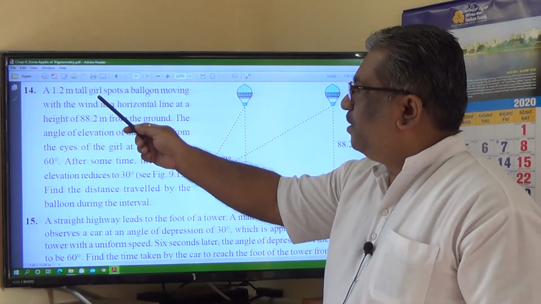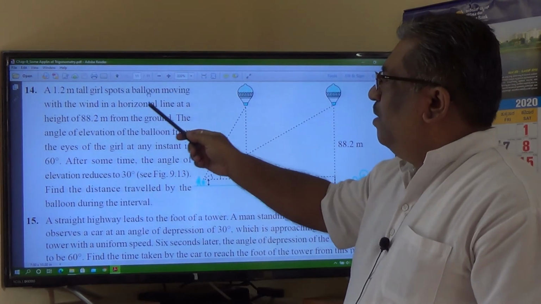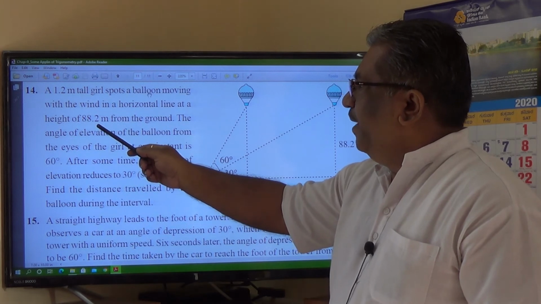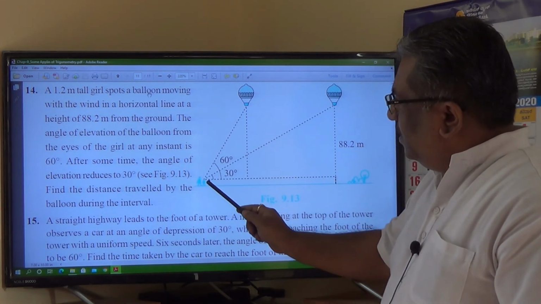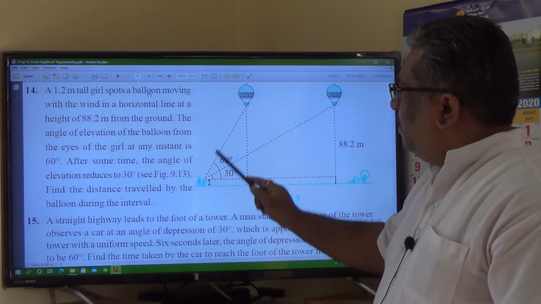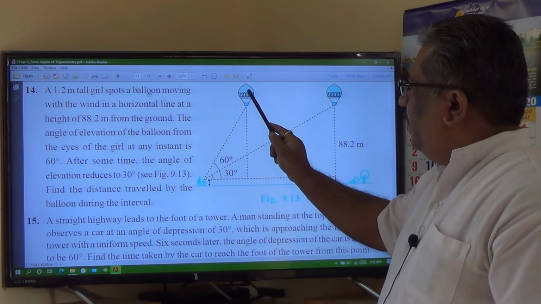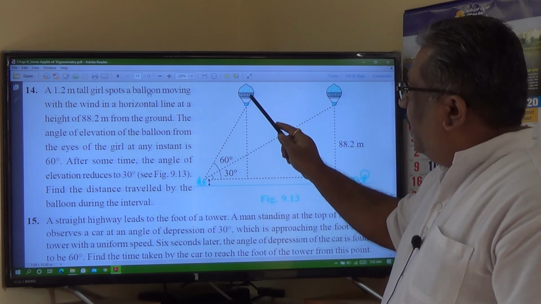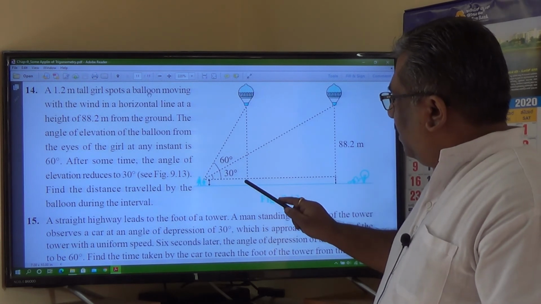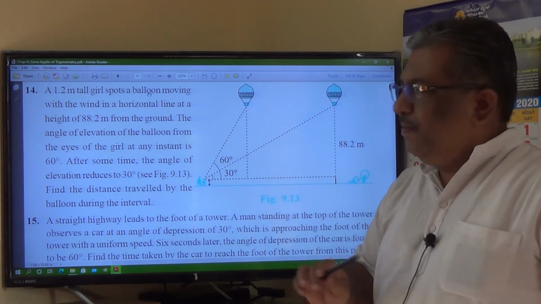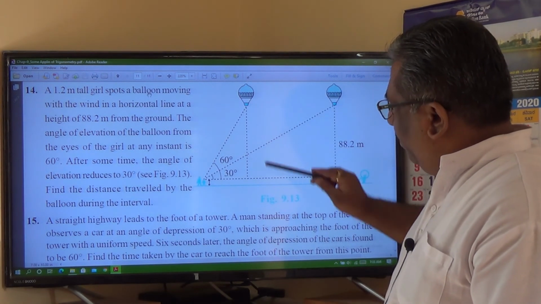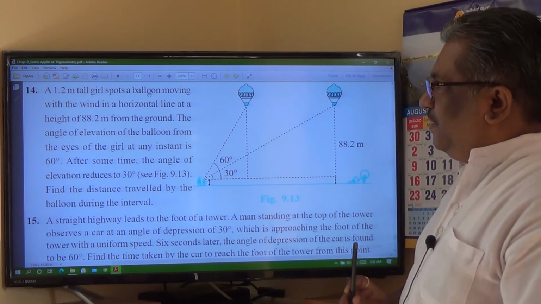A 1.2 meter tall girl spots a balloon moving with the wind in a horizontal line at a height of 88.2 meter from the ground. There is a girl here. Height of the girl is 1.2 meter. When she observes the balloon, it is moving horizontally. The height of the balloon from the ground is 88.2 meter, and it is moving horizontally like this.